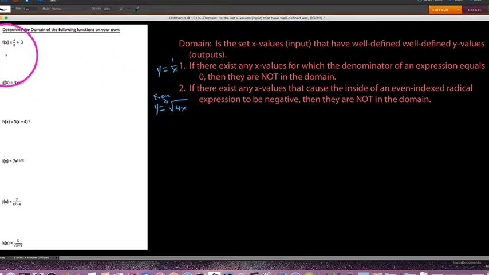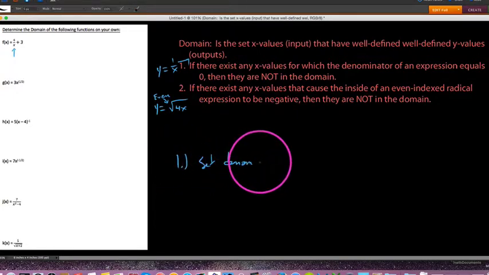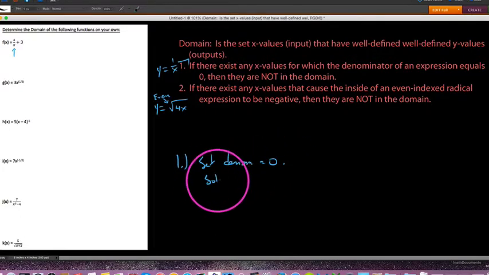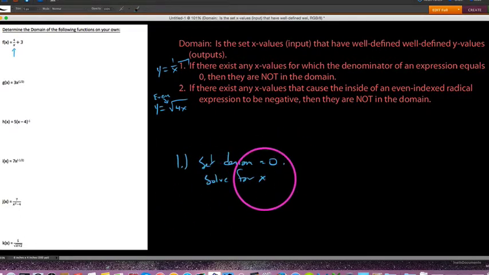Looking at this first function, f of x equals 4 over x plus 3, my questions are these. Do we have any x's in a denominator anywhere? Or do we have an x on the inside of an even index radical? I notice that we have this x in the denominator right here. So here's what's going to happen. Whenever you have an x in the denominator, step 1 is to set the denominator equal to 0 and solve for x. That's what we're going to do. In this first instance, x is in the denominator. If I set x equal to 0, then I can solve for x.